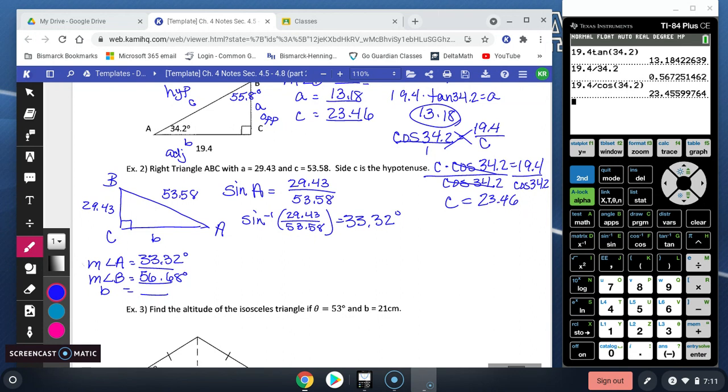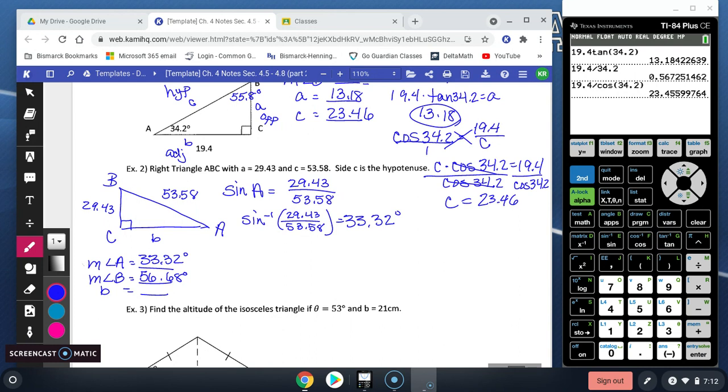You can use a trig function, okay, like we did in number 1, or since you have 2 of the 3 sides of your triangle, you could go with Pythagorean theorem. Okay, so here's one option.